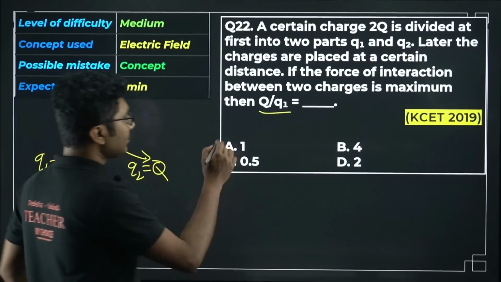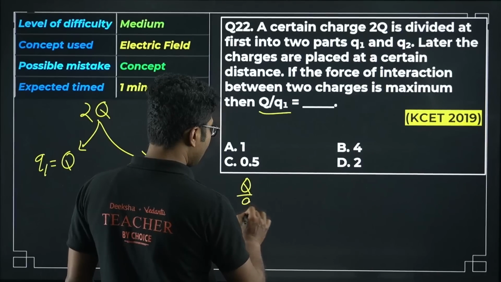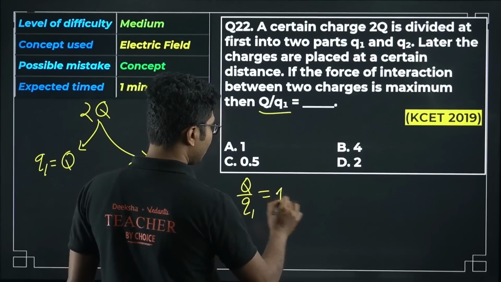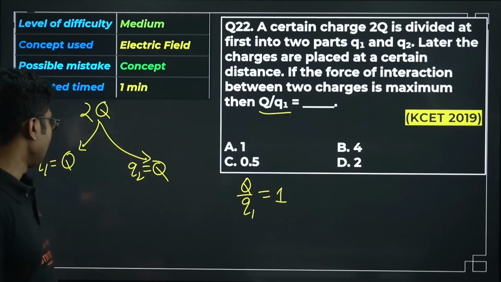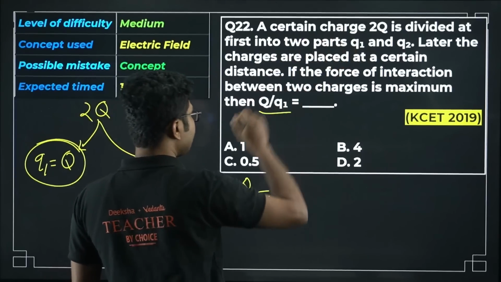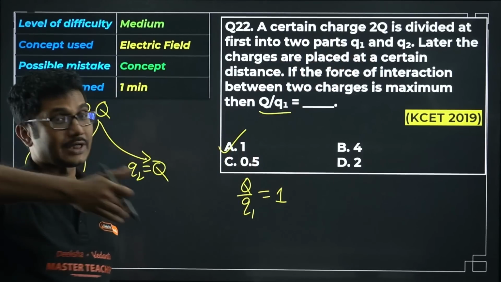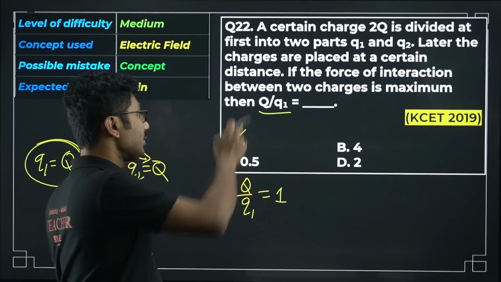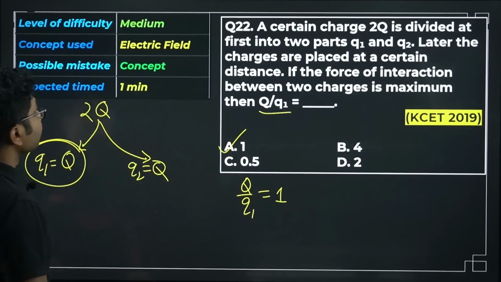So what is the ratio of q by q1? The ratio of q by q1 should be equal to 1. That is the only way. Both of them should be equal to half of the given charge. In this case, half of the charge is capital Q itself. So q by q1 will be 1.